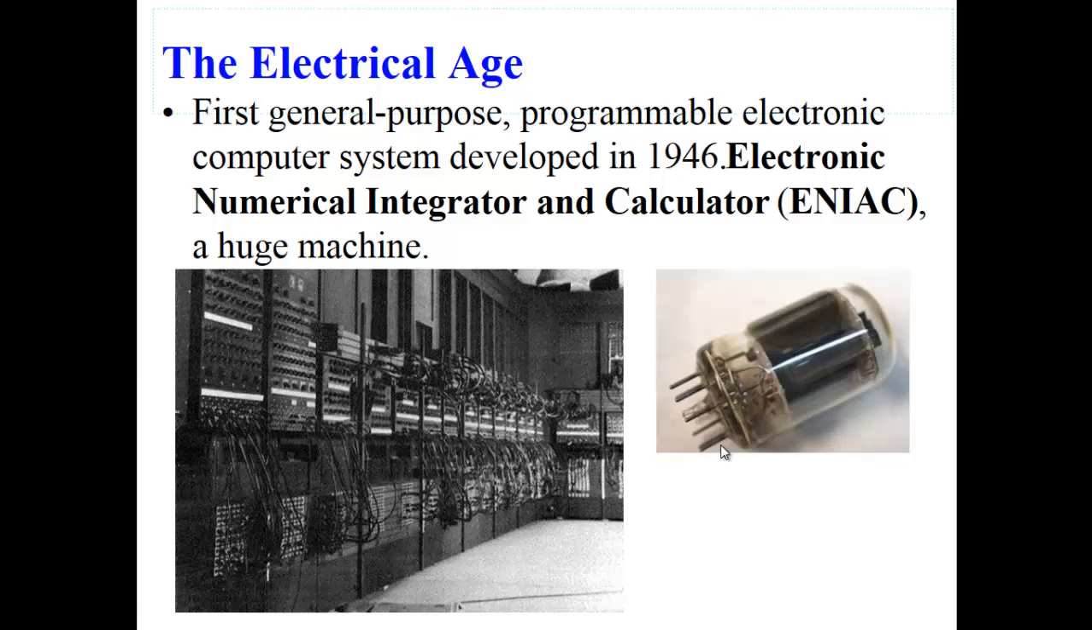And this one is the first general-purpose programmable electronic computer system, developed in 1946. The huge machine we called the ENIAC, Electronic Numeric Integrator and Calculator. The short name is the ENIAC. So the ENIAC is the first general-purpose programmable electronic computer system.